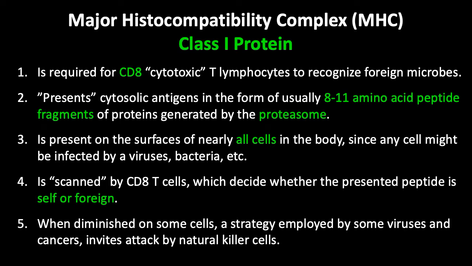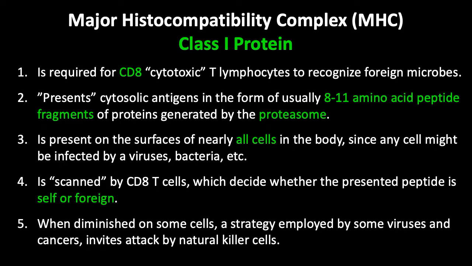With the exception of red blood cells, all cells in the body express MHC class 1 on their surfaces. A small portion of all the proteins in our cells is chopped up into small peptides by the proteasome. Peptides of the right length, 8 to 11 amino acids, are loaded into a groove or socket in the MHC class 1 protein, and the complex is then expressed on the surface of the cell.